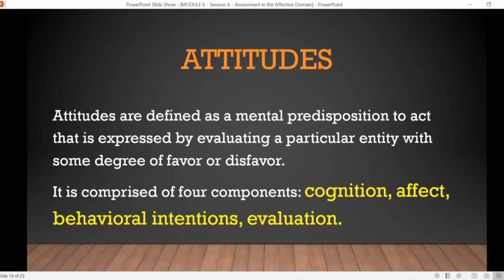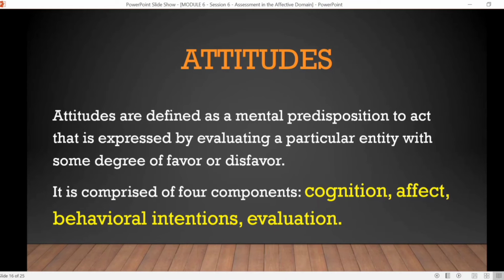Next is the affective component, or the affect. The affective component refers to our feelings with respect to the focal object. When we say focal object, that's the recipient of your attitude, which could be a person, an event, or an idea. It could be fear, anger, respect, or happiness. That's the affective domain.